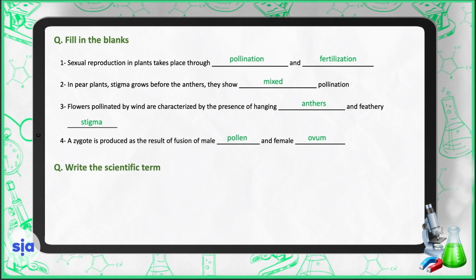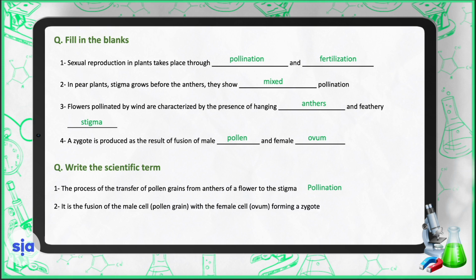Now write the scientific term. The process of the transfer of pollen grains from anthers of a flower to the stigma. This is called pollination. It is the fusion of the male cell, which is the pollen grain, with the female cell, the ovum, forming a zygote. This is fertilization. A disease that affects people allergic to pollen grains.